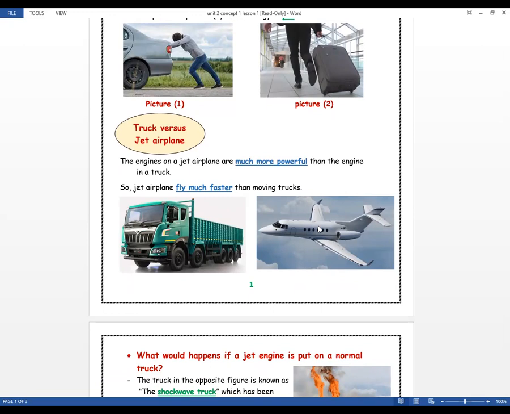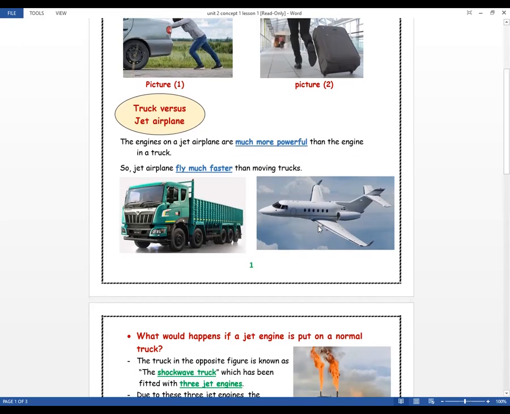Okay, the engine on the airplane is much more powerful, much more energy. So the airplane can fly much faster than the moving trucks.